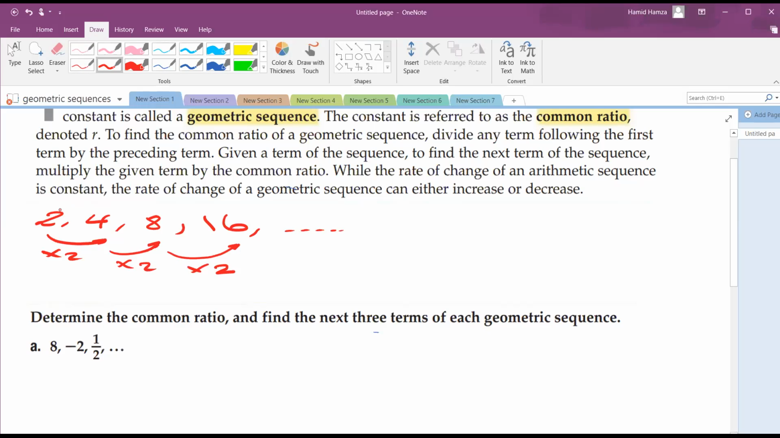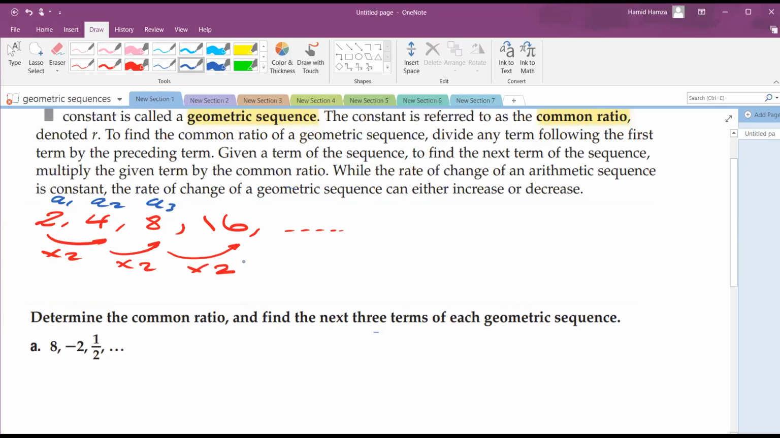So this term is the first term, like the arithmetic sequence, so no difference. This is the first term, A1, and this is the second term, A2, and this is A3, and so on. If you multiply by a number greater than 1, the sequence will be increased. If you multiply it by a proper fraction, you will notice that the sequence will be decreased.